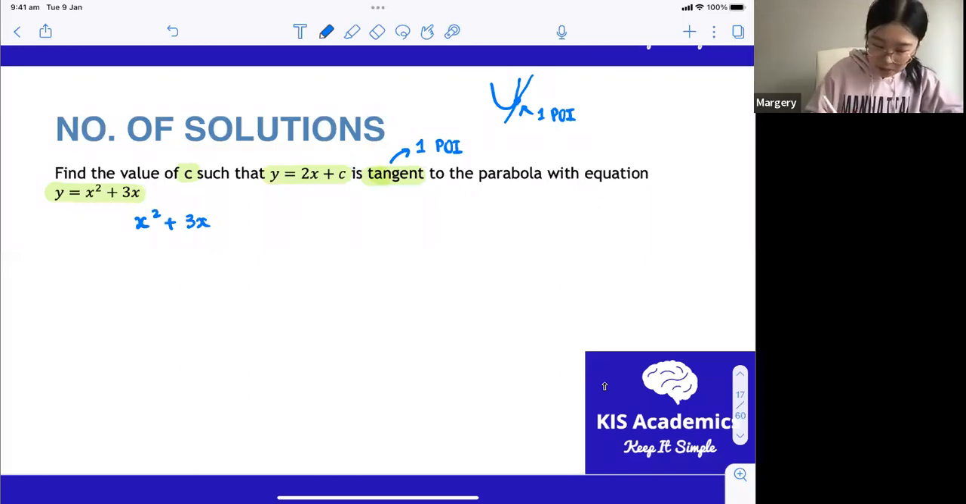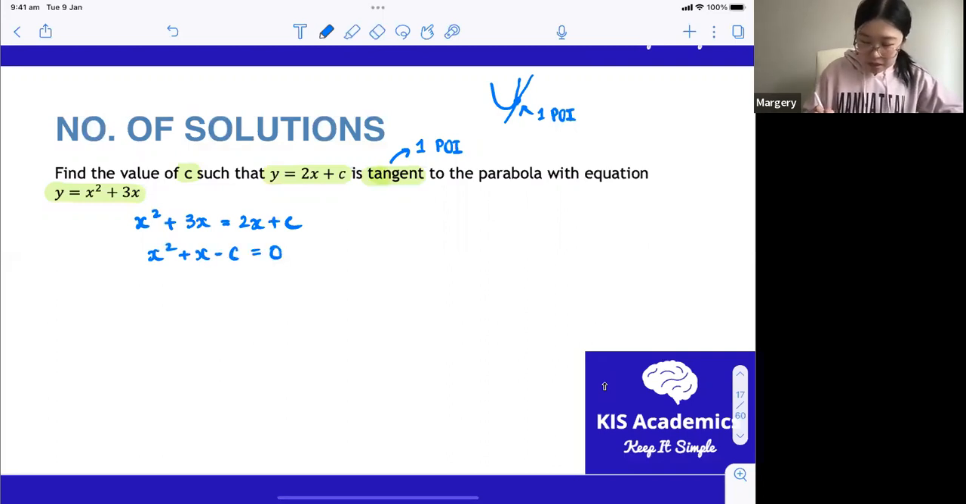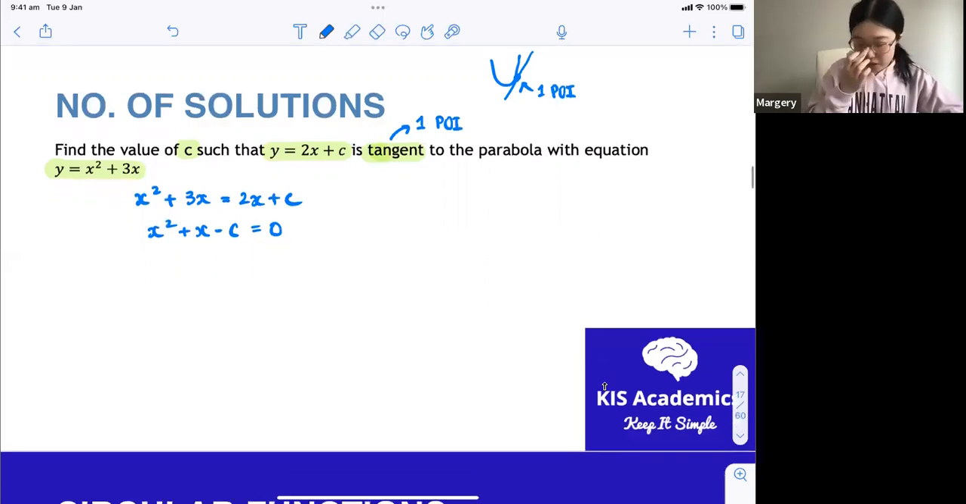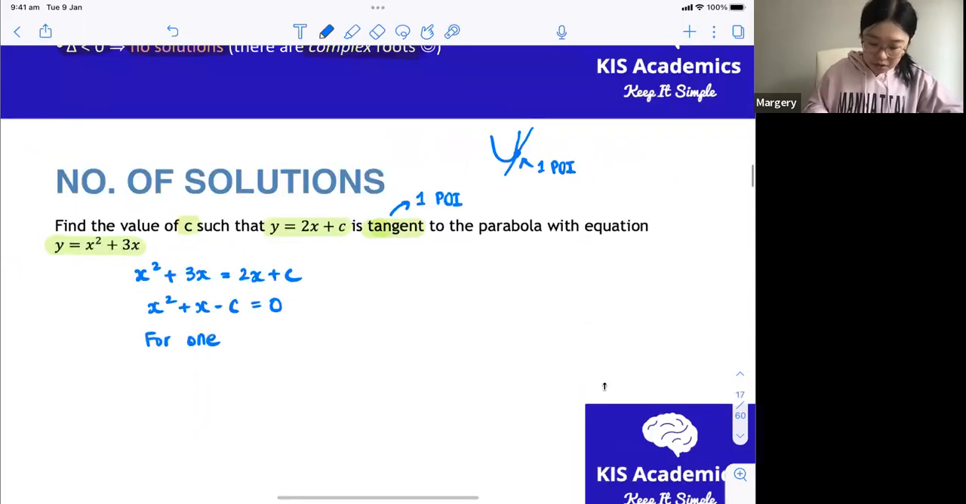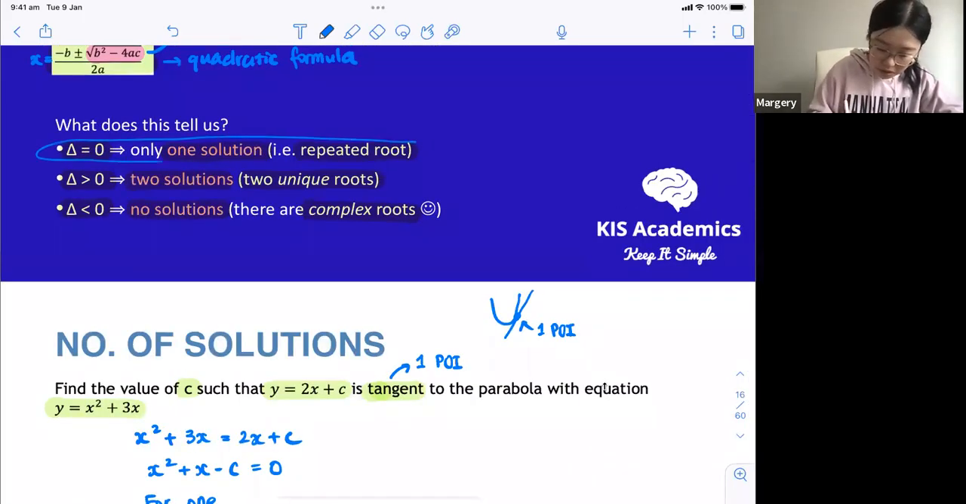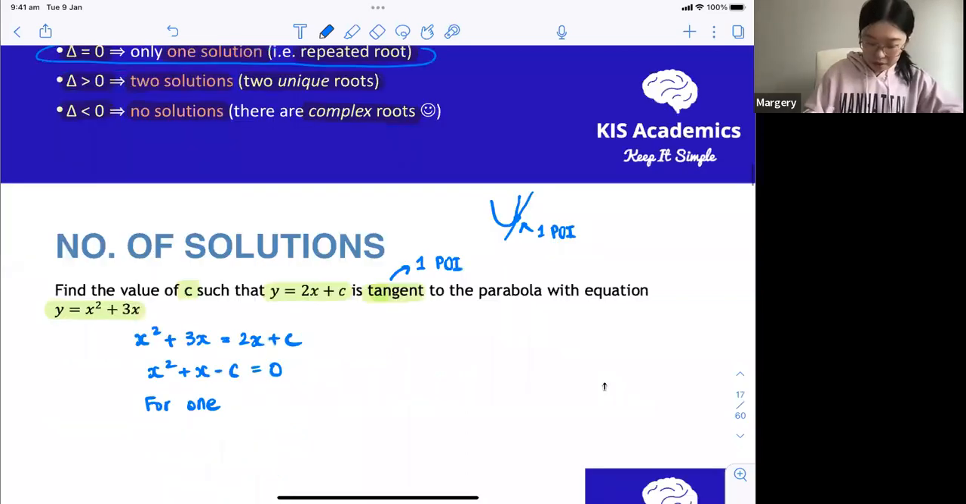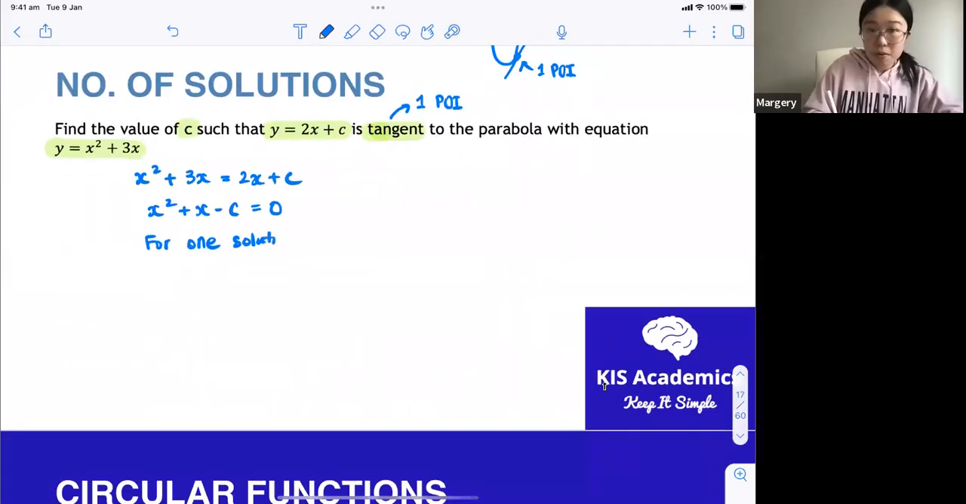So we get x squared plus 3x is equal to 2x plus c. Moving everything across to the left-hand side, I get x squared plus x minus c is equal to 0. To ensure that our equation here has one solution, because we only want one point of intersection, we know that our discriminant needs to equal 0. Up here we know when the discriminant is equal to 0, we have one solution.